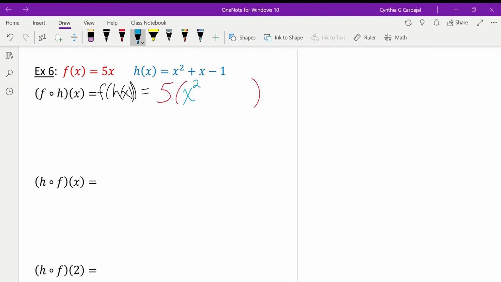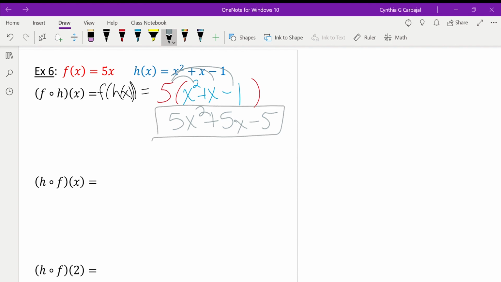H squared plus x minus 1. Now, I do have that 5 in the front. It is touching the parentheses, or touching the x, which would be multiplication. So we have to distribute. 5 times x squared, 5x squared. 5 times x, 5x. 5 times negative 1, negative 5. And there's no like terms, so this is my answer. We're done after we distribute.